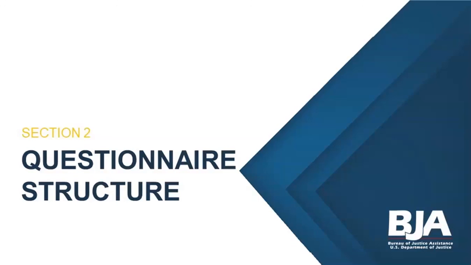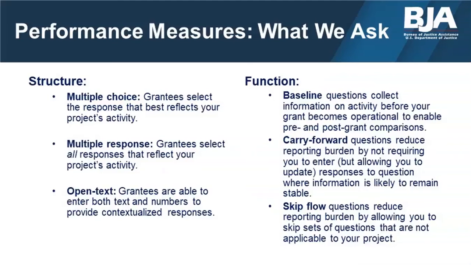Now we'll go on to the questionnaire structure. There are multiple types of questions that you will come across in the PMT, such as multiple choice, multiple responses, and open text. Additionally, there are different functions for the types of questions we ask, such as baseline questions to collect information on activity before your grant becomes operational, and also carry forward questions, which reduce reporting burden by not requiring you to enter responses to questions where information is likely to remain stable.